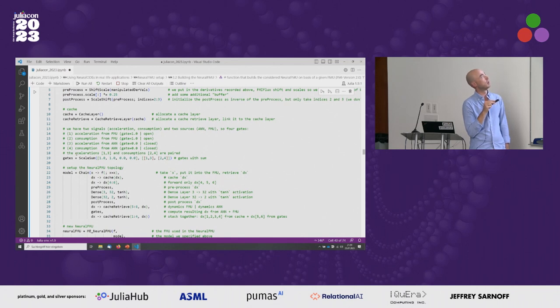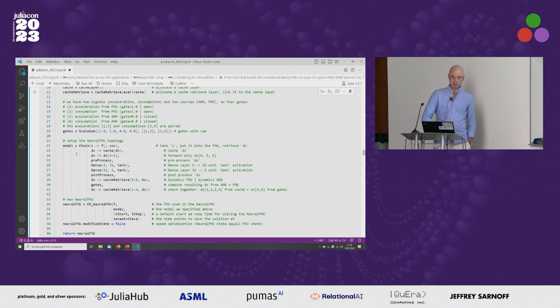So we're linking signals 1 and 3, so the acceleration from FMU and acceleration from ANN, and signals 2 and 4, so the consumption from FMU and consumption from ANN. So the flux chain, we already know this from the slides, and we can recall it very quickly.